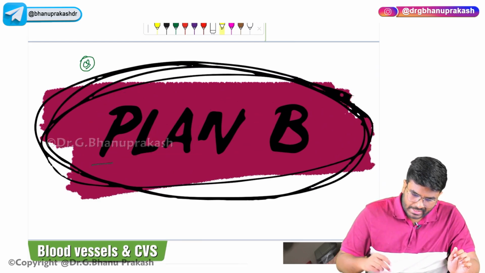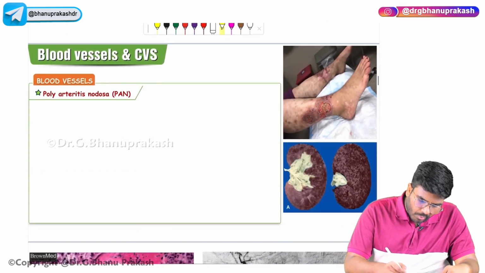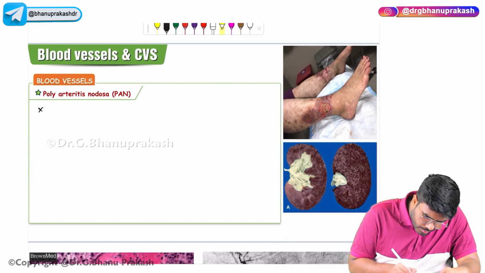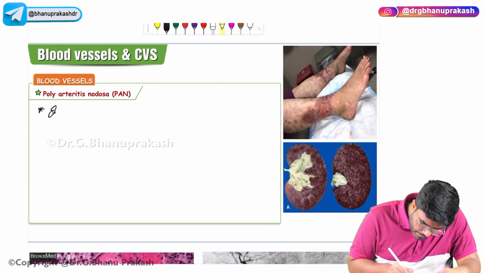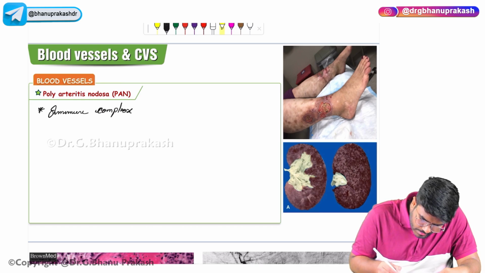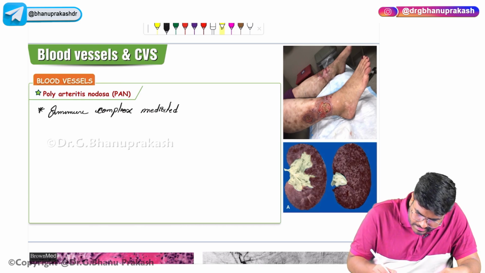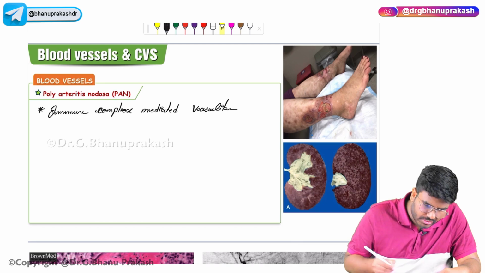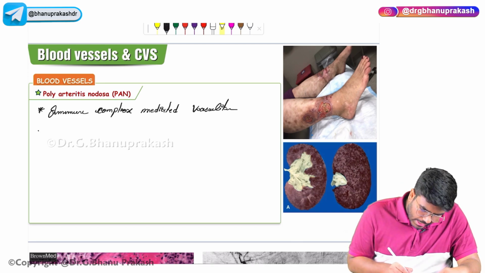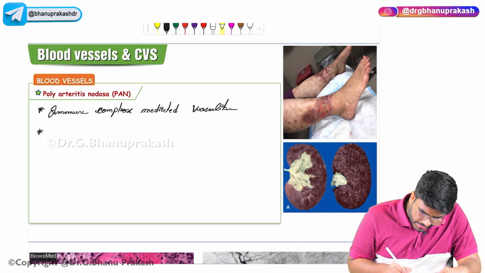Having said that, now let's write the important points. Polyarteritis Nodosa is an immune complex mediated vasculitis. Because you can see the immune complexes, and it is mainly seen in younger males.